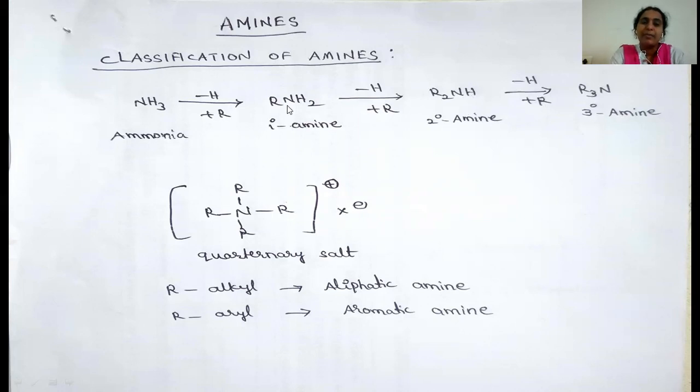So, in primary amine, around the nitrogen, one alkyl group is present. In secondary amine, 2 alkyl groups are present. In tertiary amine, 3 alkyl groups are present. So, these are the primary amine, secondary amine, tertiary amine. In all the amines and ammonia, the nitrogen contains one lone pair of electrons. Here, this tertiary amine contains the one lone pair of electrons.